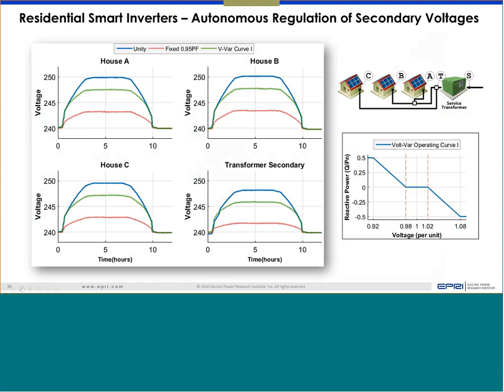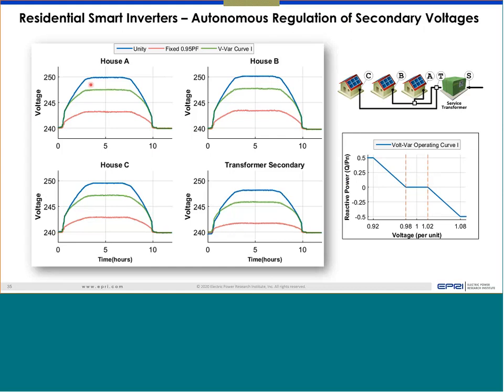So what you are seeing is basically 3 houses and the transformer secondary, under 3 different test conditions. One condition was everybody running unity power factor. The second condition, everybody running at 0.95, meaning 3 inverters running at 0.95. And then 3 inverters running volt-var curve 1, which is defined here, plus minus 2%, and then 92 and 108. I believe this is the IEEE default setting, but we can check in the afternoon.